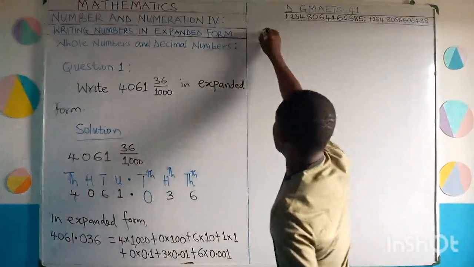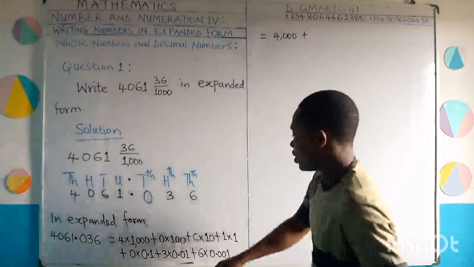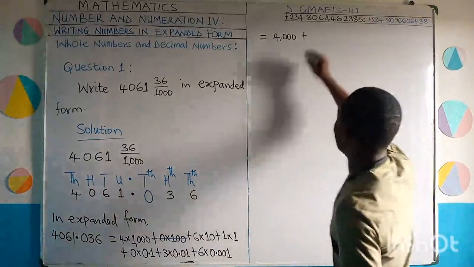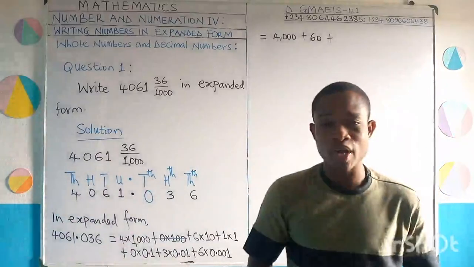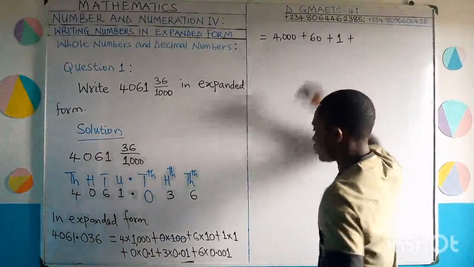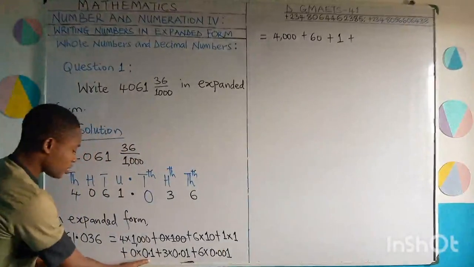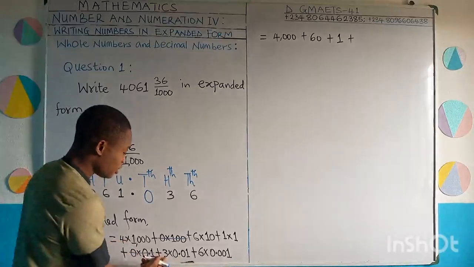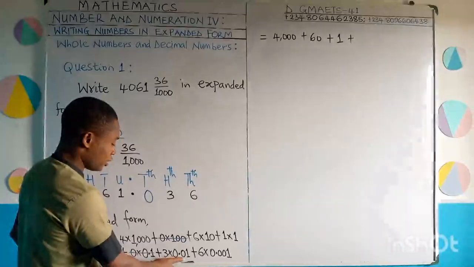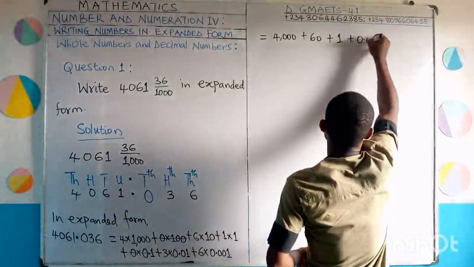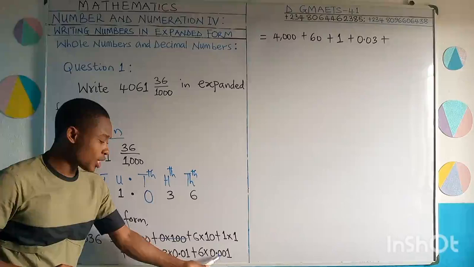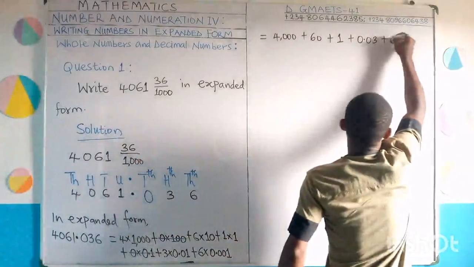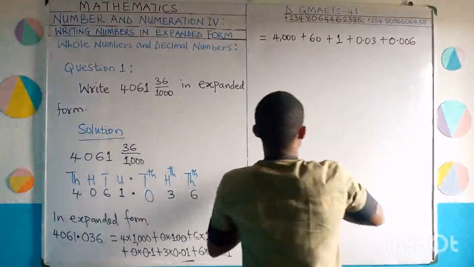4 times 1,000 is equal to 4,000, plus we now have 0 times 100, which is 0. It goes off. Then 6 times 10 will give us 60, plus the next one is 1 times 1, which will give us 1. Then plus, we'll move on to the decimal part. 0 times 0.1 is 0, it goes off. And then 3 times 0.01 will give us 0.03. Simply use this 3 to multiply this 1. Are you following? Then plus 0.03. Then the last one, 6 times 0.001. Use this 6 to multiply this one. This becomes 6. So you have 0.006, plus 0.006. And of course, this is my answer.